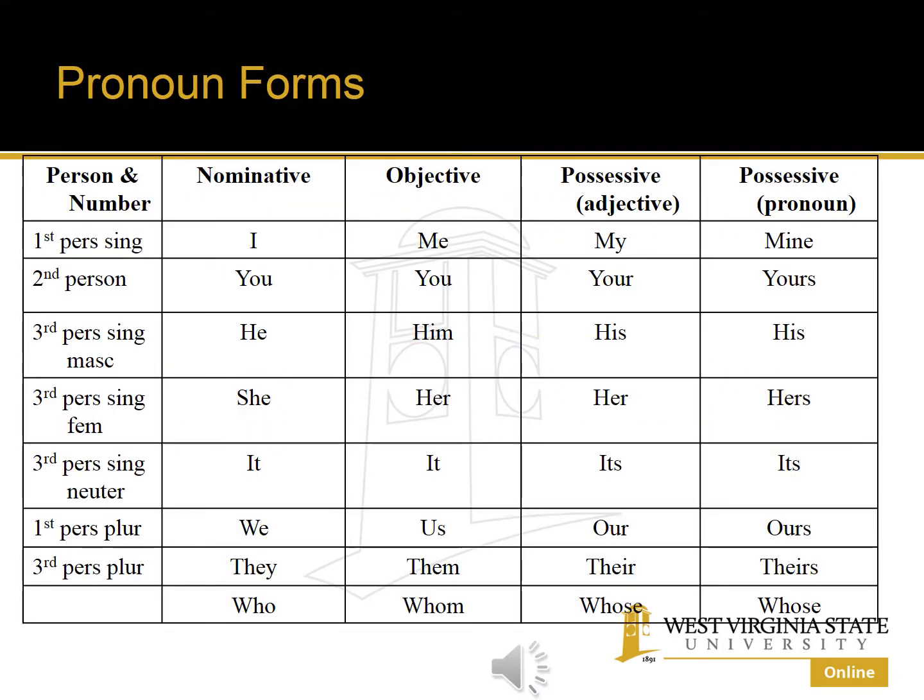Here is a table of the pronoun forms in English. As you can see, the pronouns change depending on case, but they also change depending on the person and the number. So in English, we have a first person singular, we have second person, we have third person singular masculine, third person singular feminine, third person singular neuter, and then a first person plural and a third person plural.